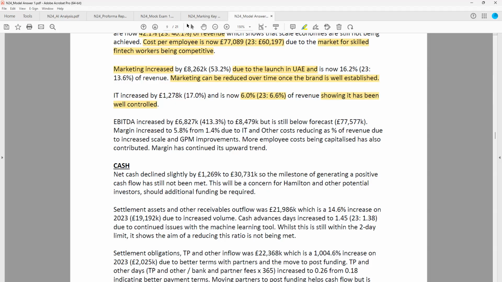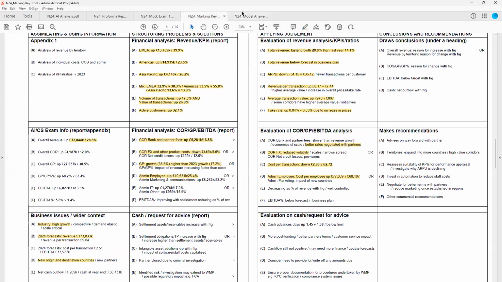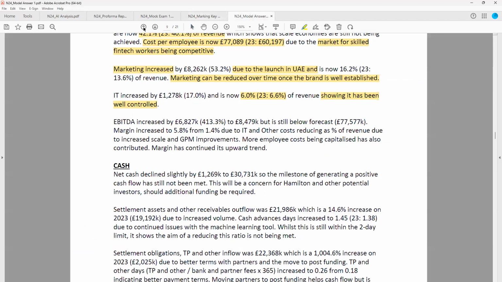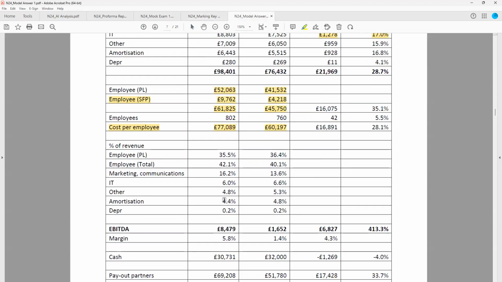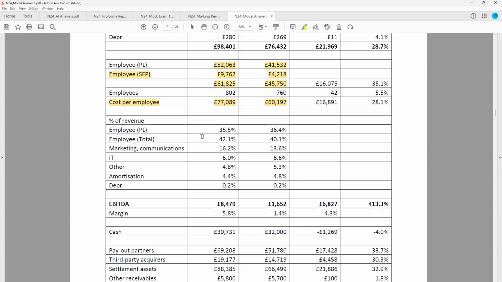So then when we look at EBITDA, similar to when we looked at gross profit margin, you can look at the costs as a percentage of revenue. Are they decreasing? Well, actually, the amount in the P&L for the employees is reducing as a percentage of revenue. IT is, other is, marketing's increased.